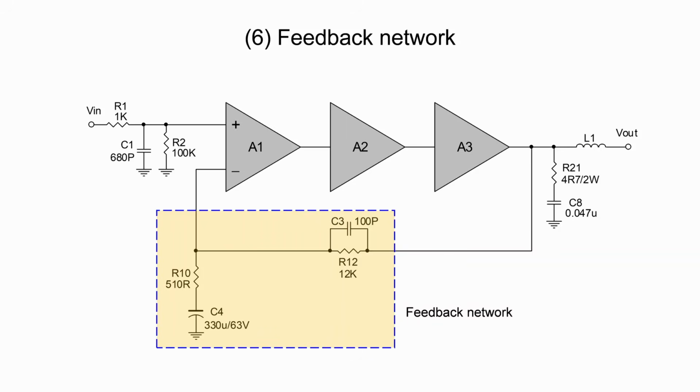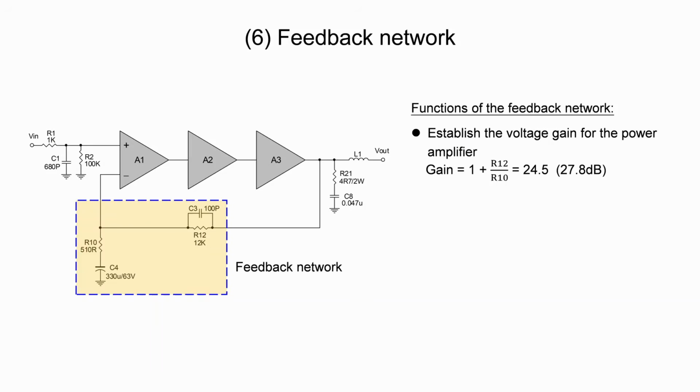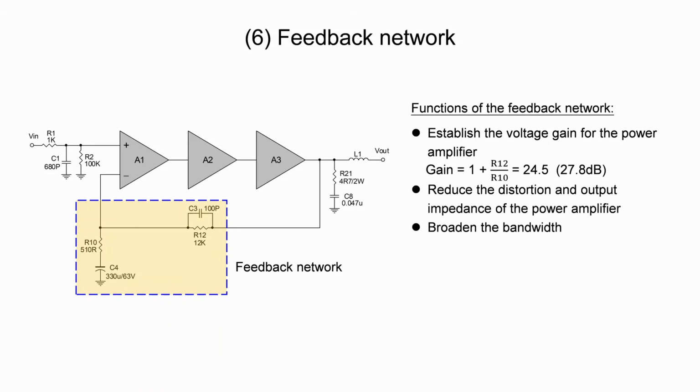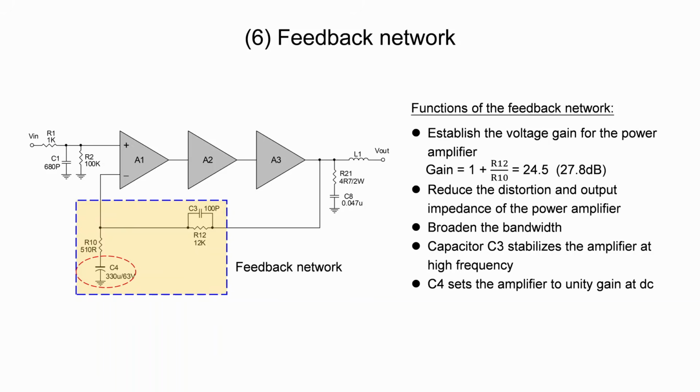After completing the output filter, we now move to the feedback network. One of the key functions of the feedback network is to establish the voltage gain for the power amplifier. This is achieved by sampling the output and feeding to the input stage. Once the feedback is applied, it brings several benefits to the amplifier. Distortion and output impedance are reduced, while bandwidth is broadened. Capacitor C3 stabilizes the amplifier at high frequency. Capacitor C4 sets the amplifier to unity gain at DC.